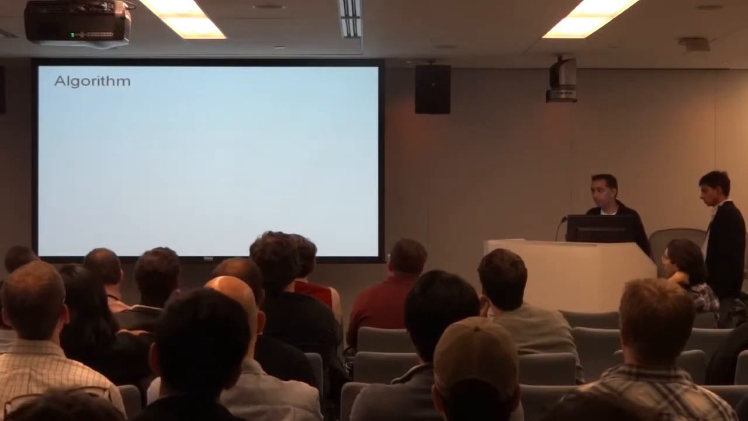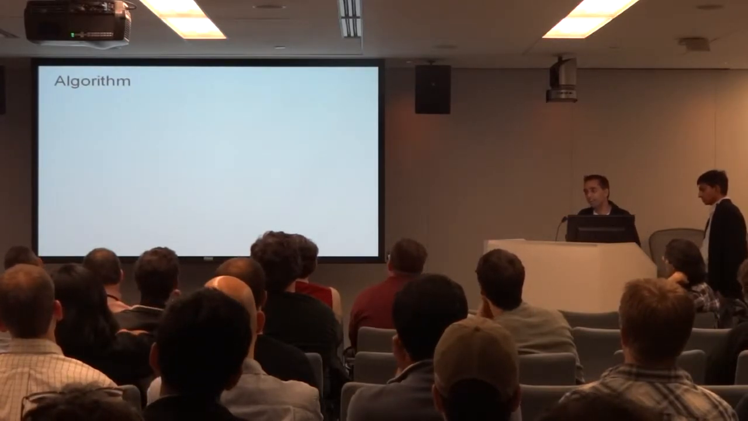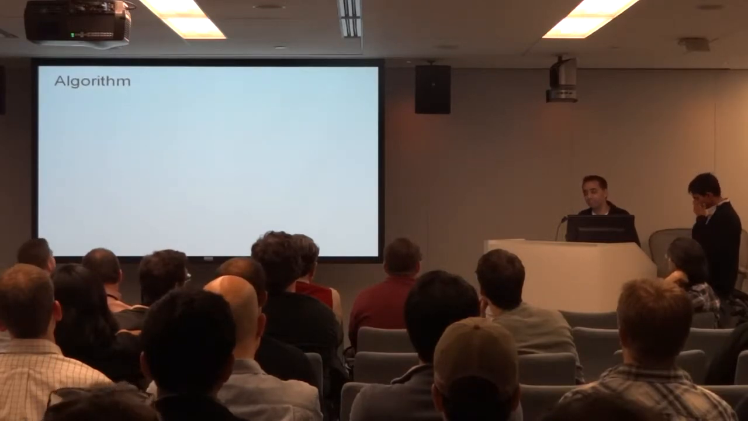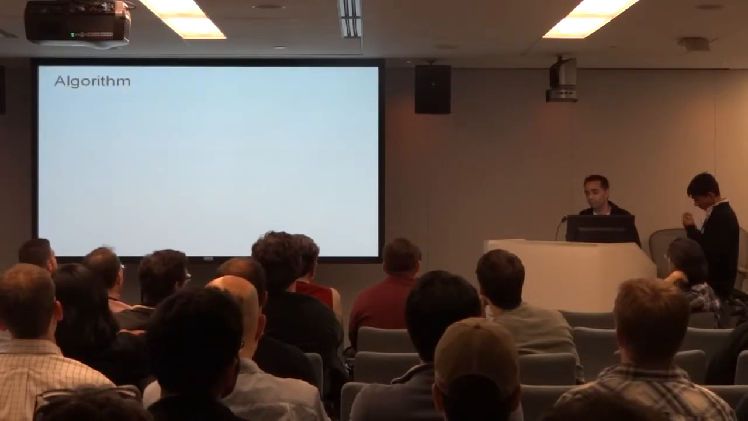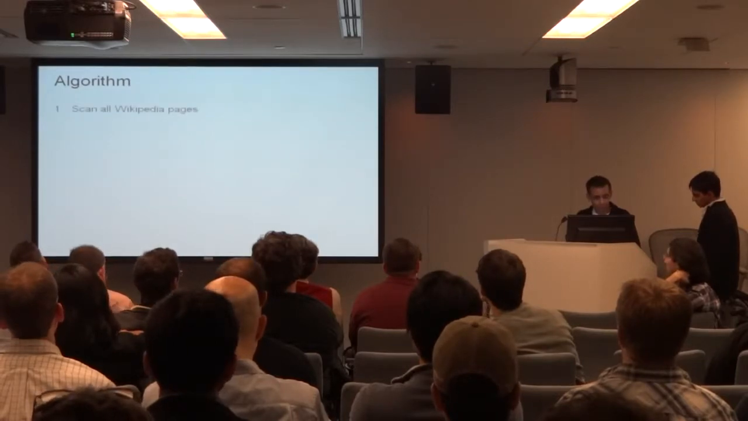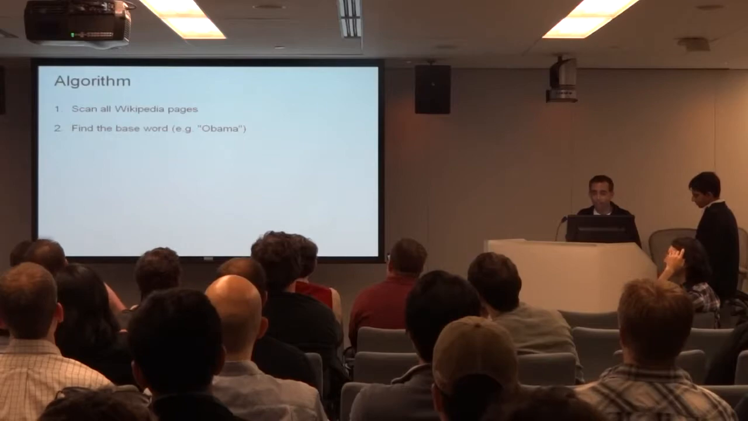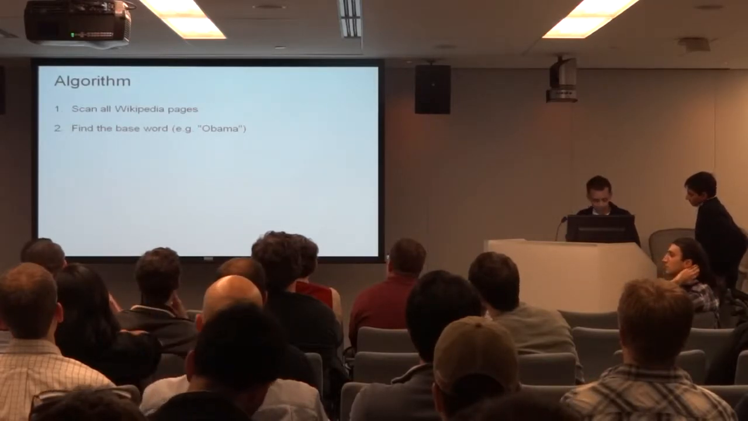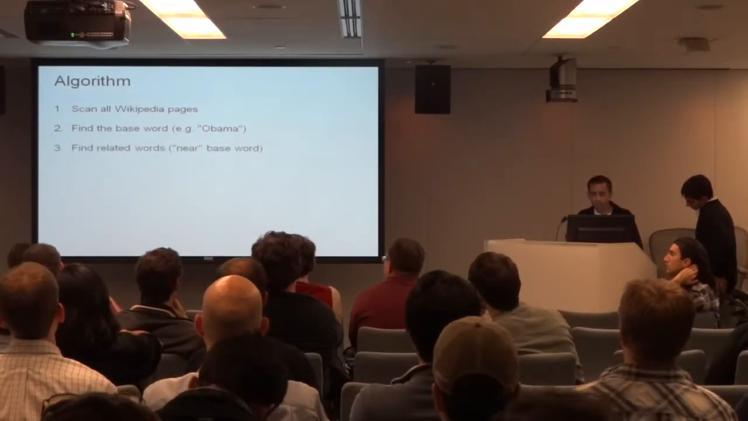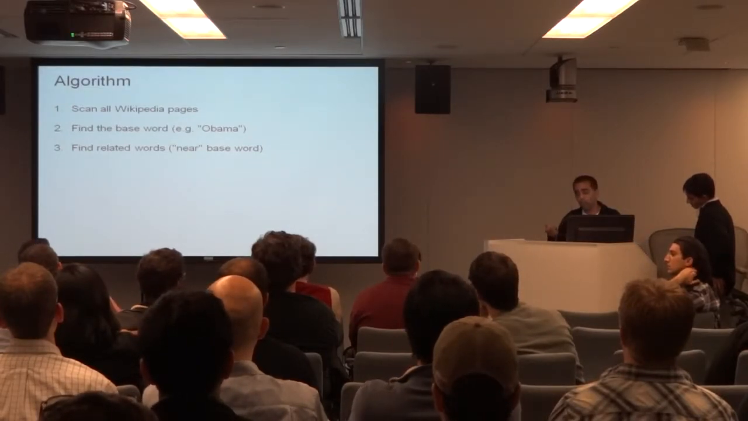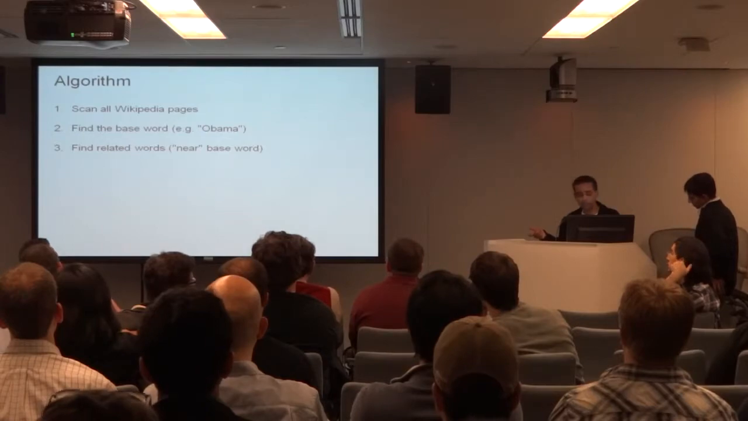So the algorithm is actually quite simple, and again something that some speakers pointed out, that big data doesn't really mean complex algorithms. You can do fun things with a very simple algorithm. So we scan all Wikipedia pages, and we look for the presence of the base word in each page. If we don't find the base word in the page, then we skip that page and go to the next one.